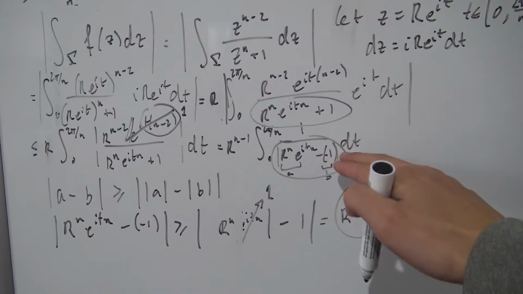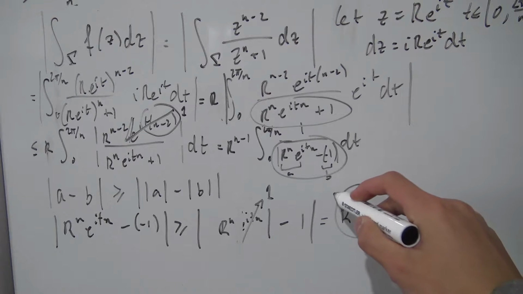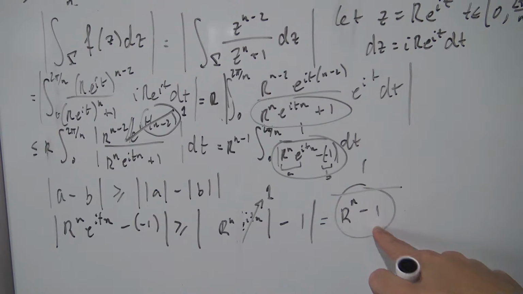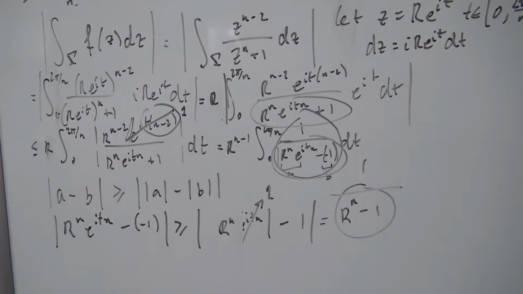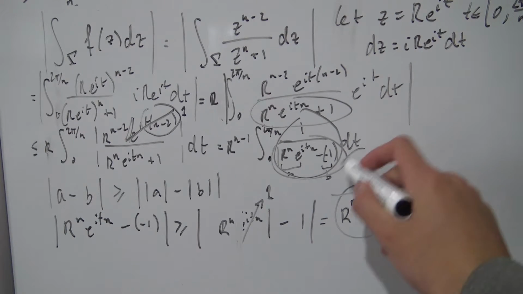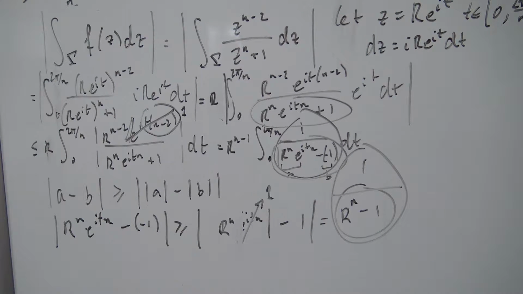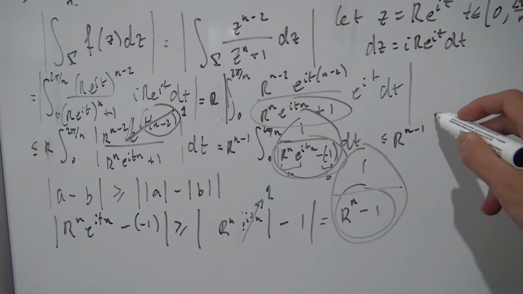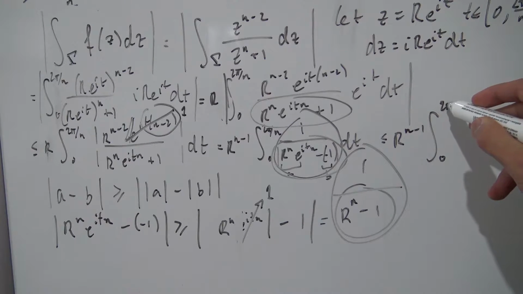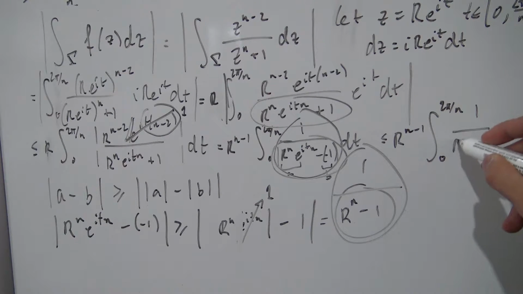And whenever you have 1 over something, that's going to be less than or equal to 1 over whatever the result is. So what exactly does this mean? It means that this whole integrand right here is going to be less than or equal to this thing right here. And since we're integrating something that's less than or equal to something else, the value of the integral will logically be less than or equal to the original integral. So this thing is less than or equal to r to the n minus 1, integral from 0 to 2 pi over n of 1 over r to the n minus 1 dt.